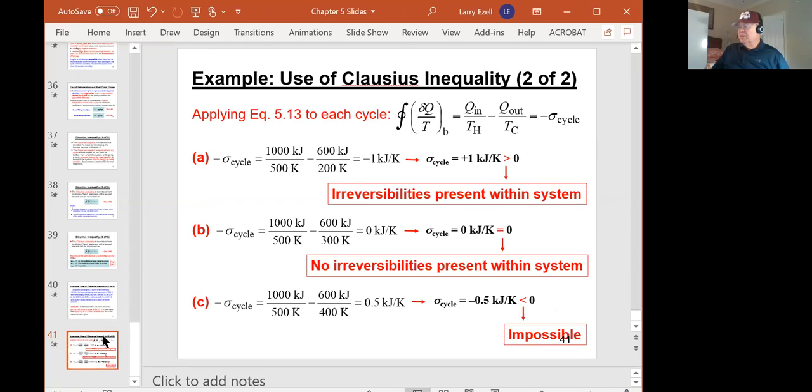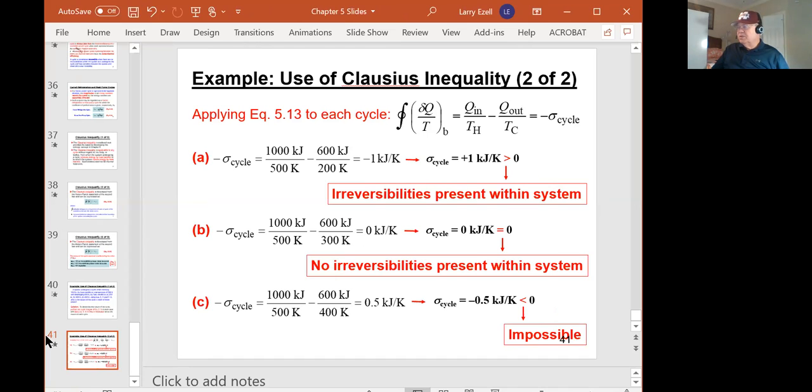Now let's do the same calculation. This time we've got the same 1,000 kilojoules of heat being pushed in from a 500 K reservoir, and we're rejecting 600 kilojoules of heat, the same as we did up here, but this time the reservoir we're rejecting it out to is 300. It's sort of like an electrical system. It's harder to push through the current if the resistance is higher.